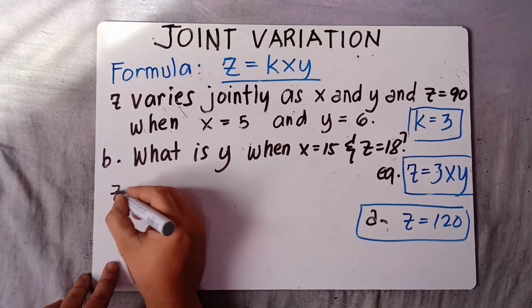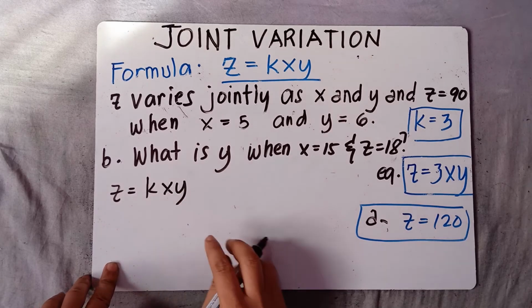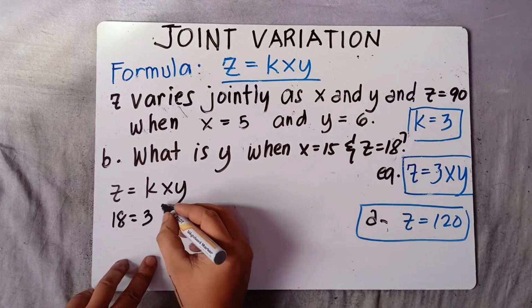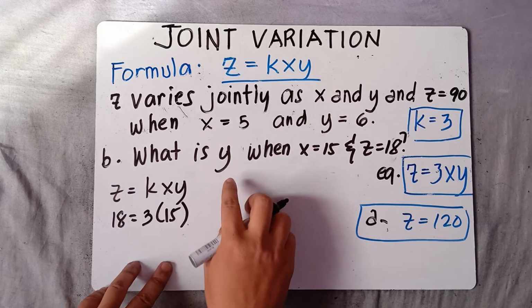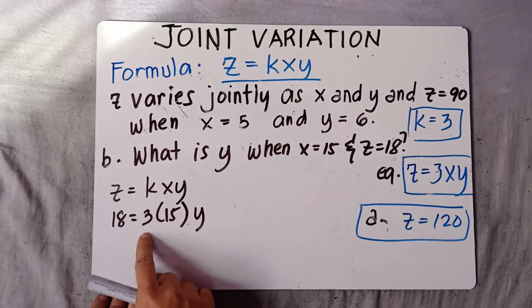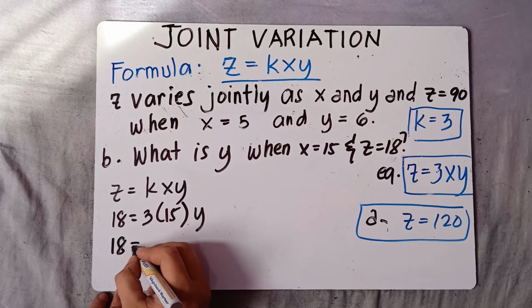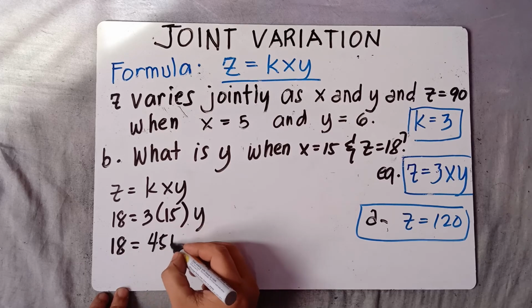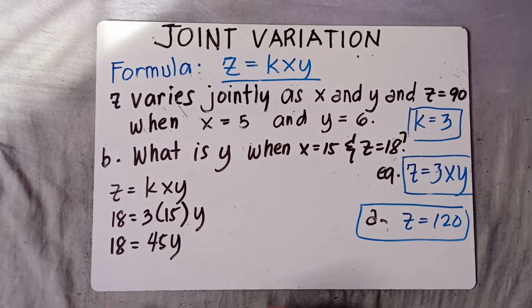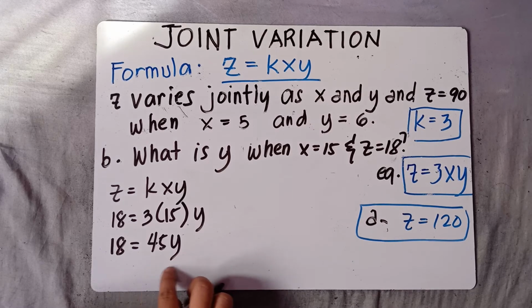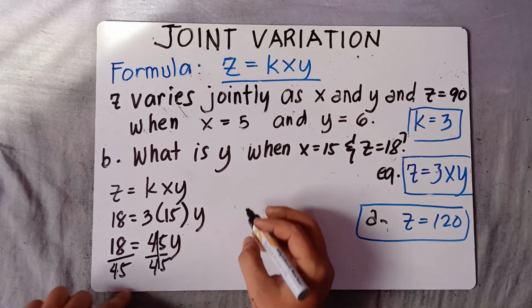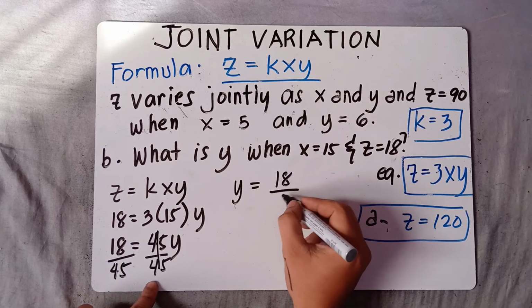So write the formula, z equals kxy. Our z is given 18, our k is 3, and our x is 15, and our y is being asked. So you are told to find y. Multiply these numbers first: 3 times 15, bring down 18. 3 times 15 is 45y. Copy 18, 45y. To get the value of y, simply divide both sides by 45, cancel. So our y equals 18 over 45.